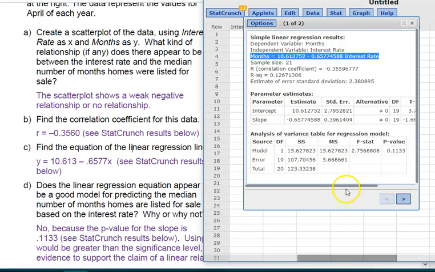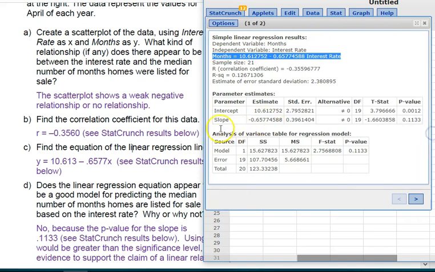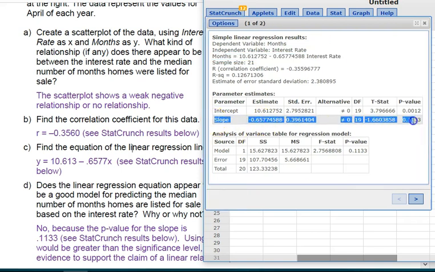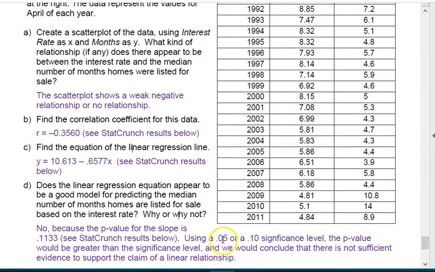Then when it asks whether the regression equation is a good model for predicting the number of months, the answer would be no, because if we look at the slope row in our results, the p-value right here is 0.1133. If we had a 0.05 or even a 0.10 significance level, the p-value would be greater than that. That would mean we'd get a negative conclusion, so we would conclude that there's not sufficient evidence to support the claim of a linear relationship. If there's not a linear relationship, then we can't use the linear regression equation that we had up here.